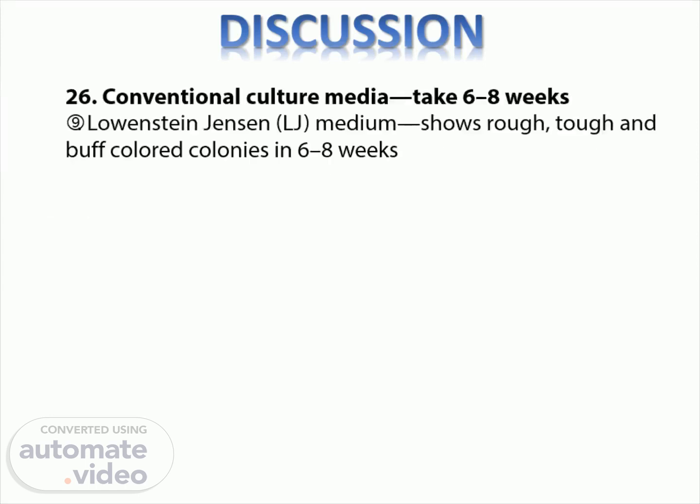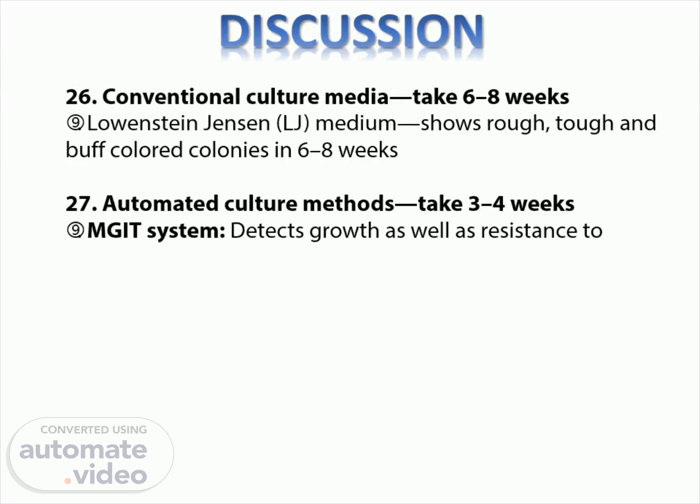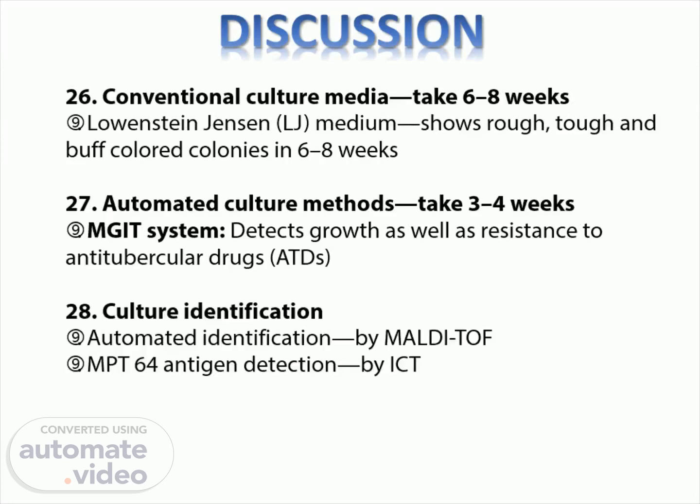What is the culture media used to grow Mycobacterium? Conventional culture media take 6 to 8 weeks. Lowenstein-Jensen, LJ, medium shows rough, tough and buff-colored colonies in 6 to 8 weeks. Next question. What are automated culture methods available to grow Mycobacterium? Automated culture methods take 3 to 4 weeks. MGIT system detects growth as well as resistance to antitubercular drugs, ATDs.